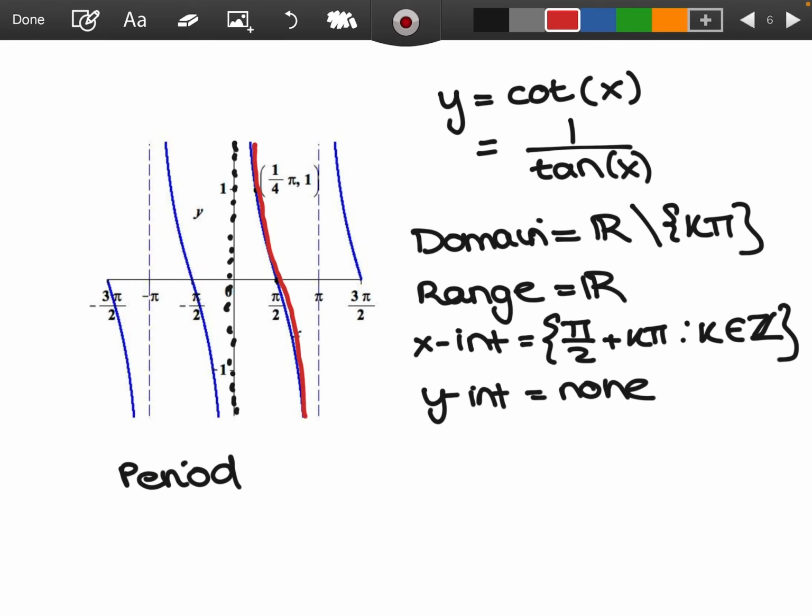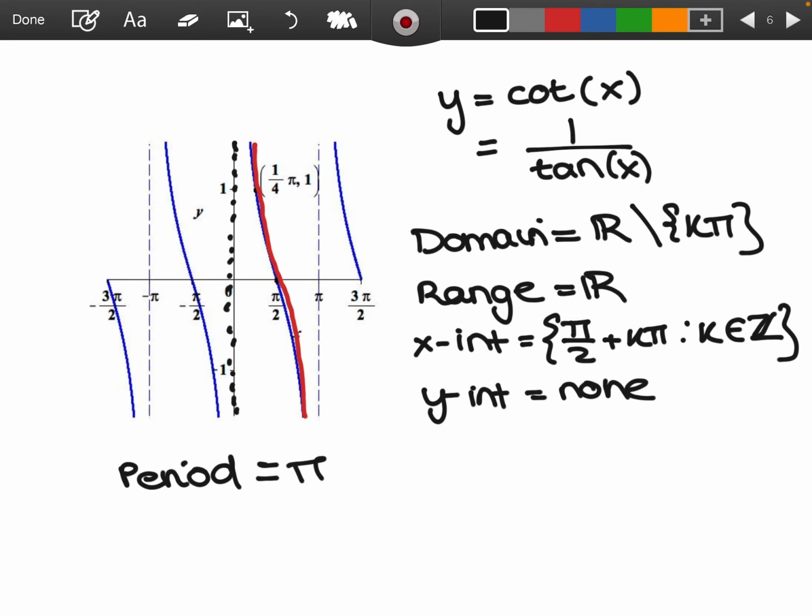The period, well, let's look at one cycle of this graph. It would just be one of these curves here, and it has length pi. I go from asymptote to asymptote here, so that would mean that I have a period of pi. And we don't have an amplitude here because our maximum and minimums don't exist. We go to infinity and negative infinity, so I don't have a maximum or minimum, and therefore don't have an amplitude.